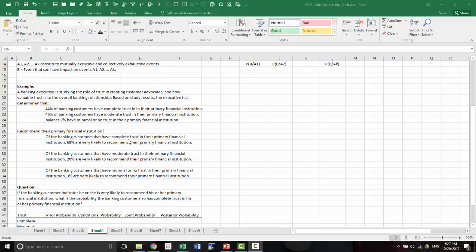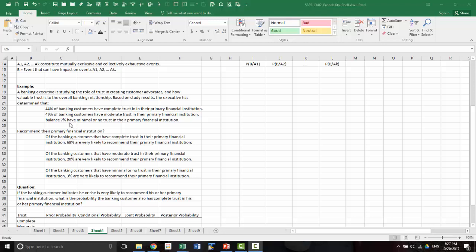Okay, Bayes theorem example. A banking executive is studying the role of trust in creating customer advocates and how valuable trust is to the overall banking relationship. Based on study results, the executive has determined that 44% of the banking customers have complete trust in their primary financial institution, 49% have moderate trust, 7% have minimal trust.